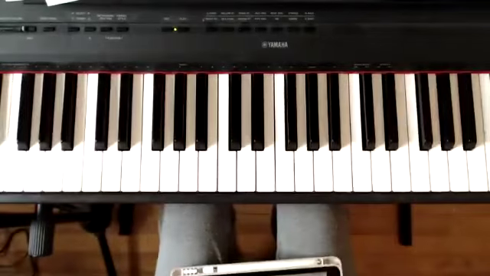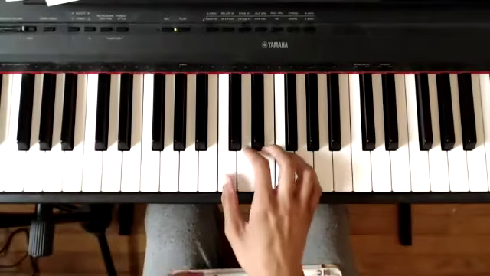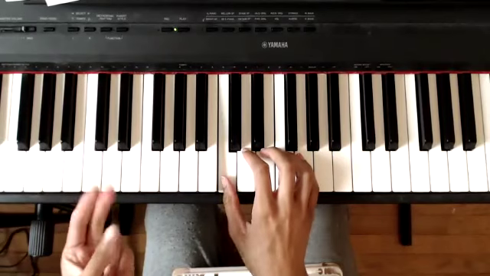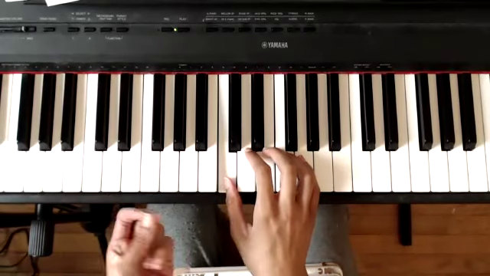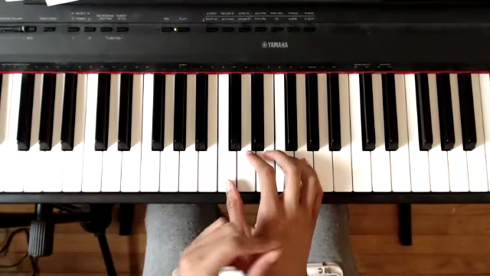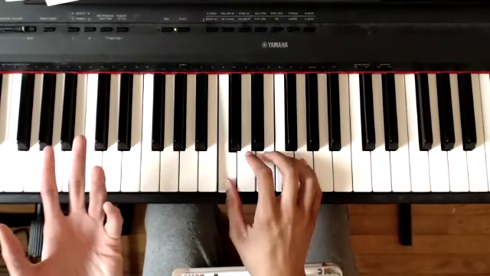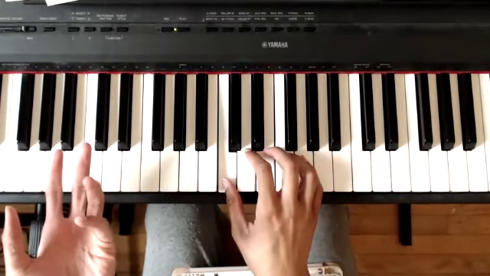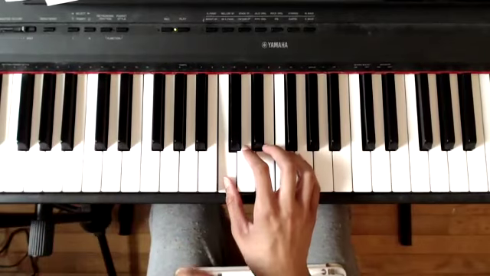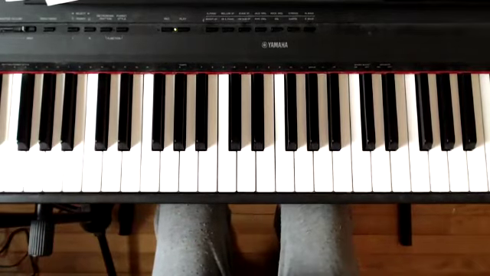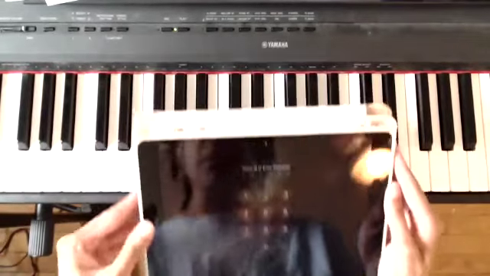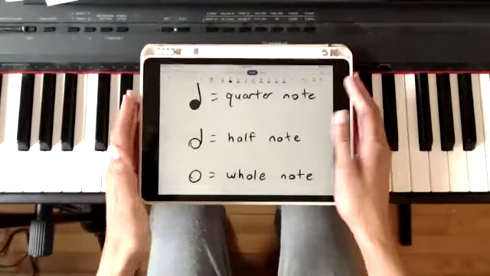So if I was to go back to that 4-beat bar, instead of quarter notes where they would be counted 1, 2, 3, 4, half notes would be held for 2 beats before they get pressed again. So 1, 2, 3, 4. You see how I held it for 2 beats instead of 1 beat.